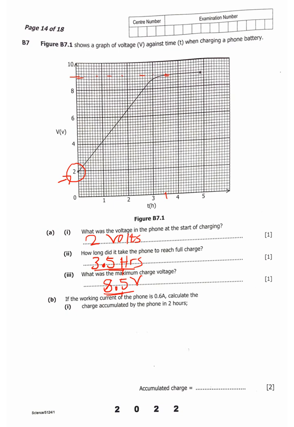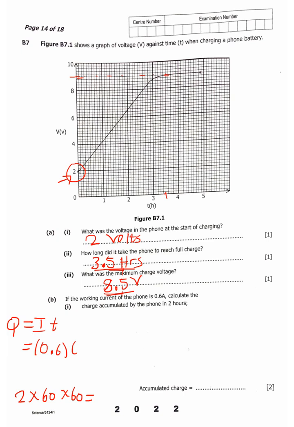Now question B, if the working current of the phone is 0.6 amps, calculate the first one, charge accumulated by the phone in 2 hours. So charge denoted by Q is equal to current times T. So the current is 0.6. Now T, time 2 hours, we need to convert into seconds. So 2 hours times 60, we convert into minutes, then times another 60, then we get our answer in seconds.